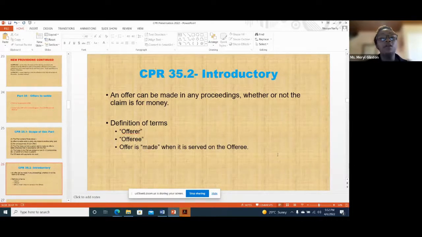An offer can be made whether or not the claim is for money or liquidated damages. So even if you have circumstances where what you're seeking is perhaps restitution or specific performance, you can still make an offer pursuant to this part, and you can still take advantage of some of the benefits or be subject to some of the consequences that come as a result of the making of that offer. Next slide.